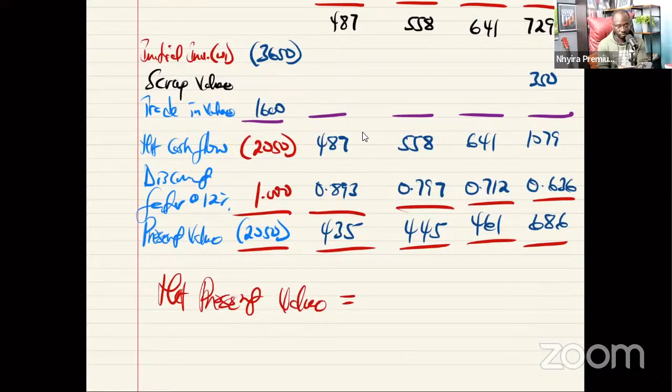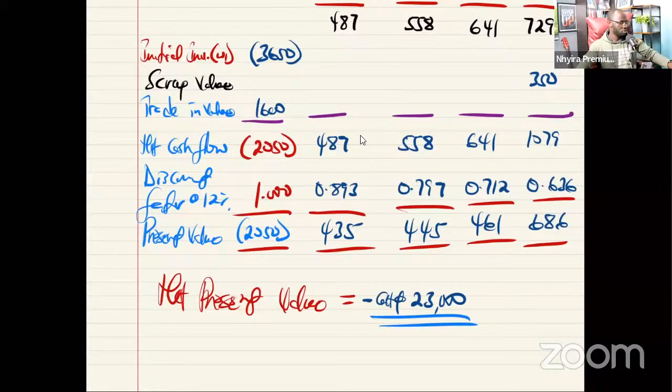And let's add it up. 435, 445, 461, 686, minus 2050. Ooh, negative 23. So the NPV of this project is negative 23. And so I'm getting negative 28. So. Okay.